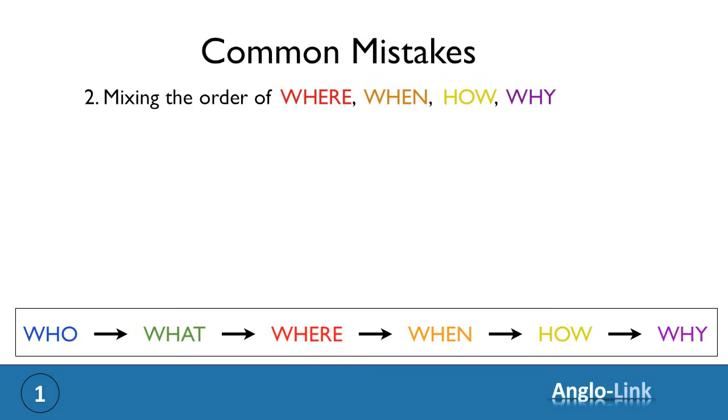Let's look at another example. He goes by train to work. Once again, the where and the how have been switched. The correct order is he goes to work by train.